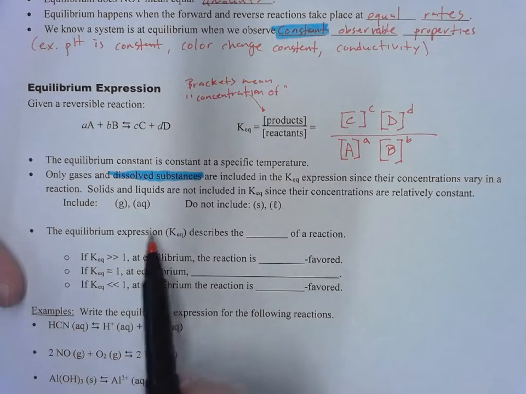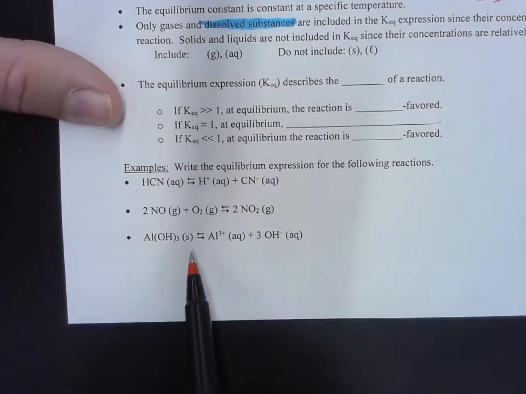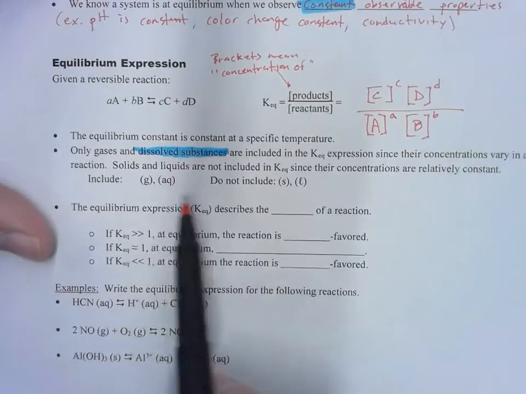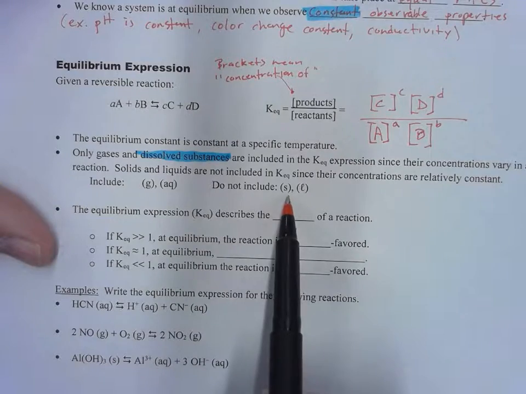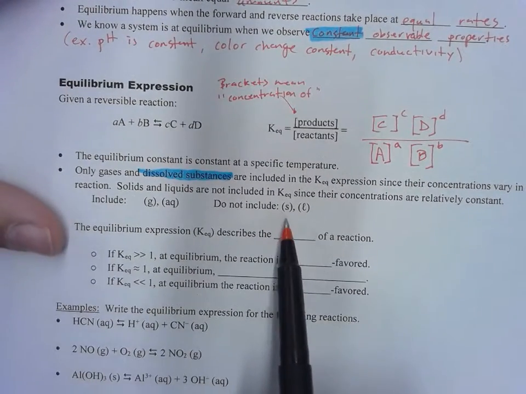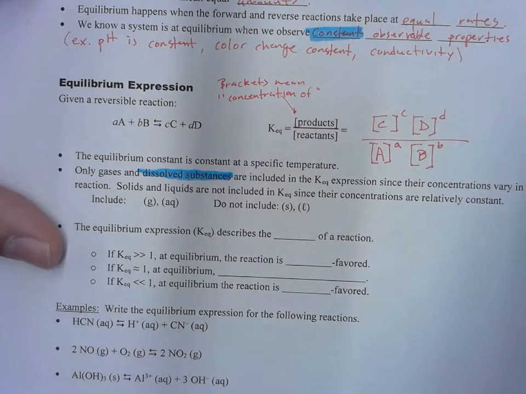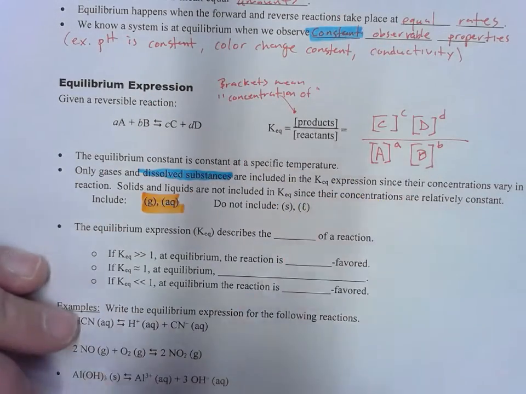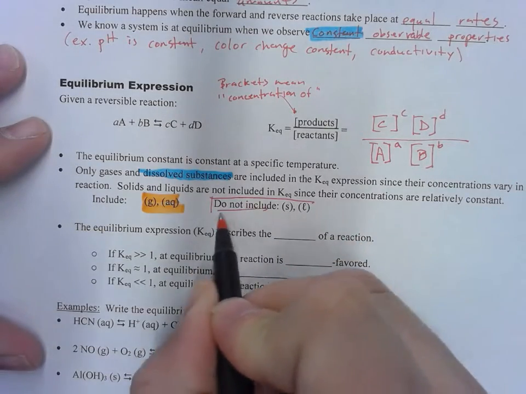The reason they're telling you this is because sometimes, and here's one example down here, you're not going to include this solid in your KEQ expression when you write it. So you need to really pay attention to this. You're going to get a wrong answer if you don't understand this. When you're writing out these KEQ expressions, you do not include solids and liquids. You only include gases and aqueous. I would probably highlight that. Do not include, maybe put that in red or box it or something. Do not include solids and liquids.